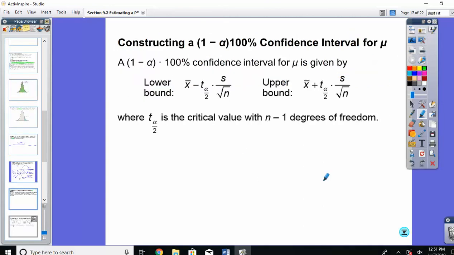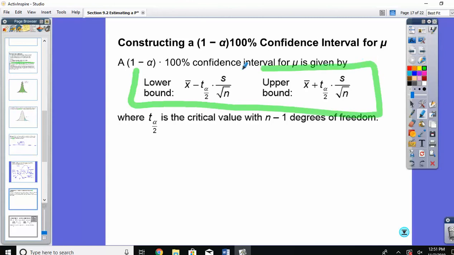To make the interval itself, this is the piece that is on your formula sheet. If you are talking about x bar, it's going to be x bar plus or minus t alpha over 2 times s over radical n. So it's very similar to the one we were doing before, but slightly different. Okay, we are using the t-distribution, we are using the sample standard deviation here.